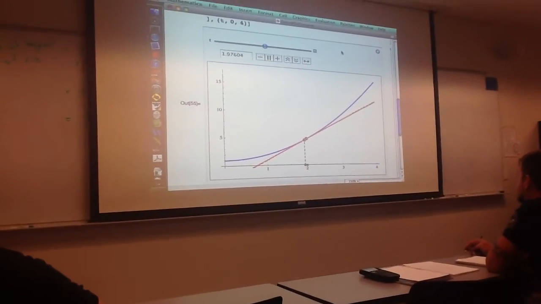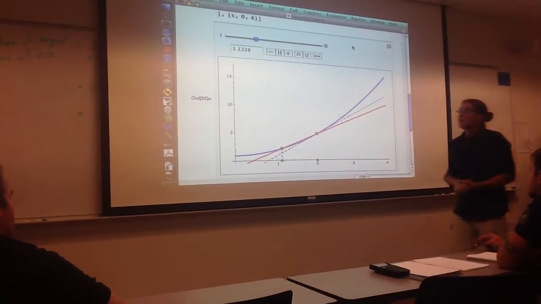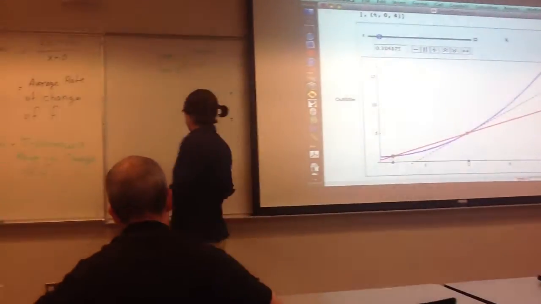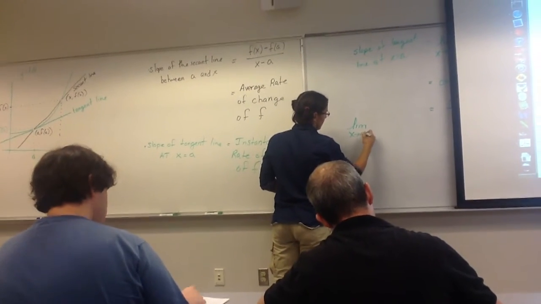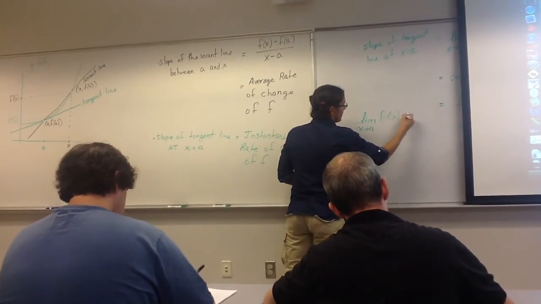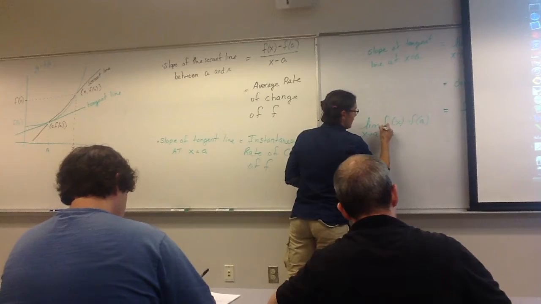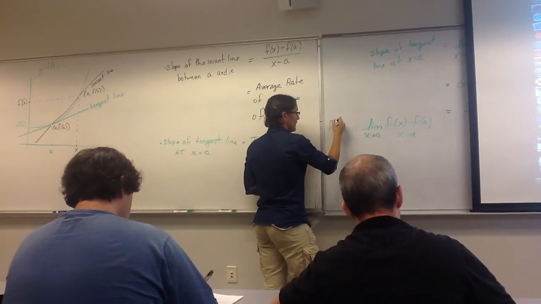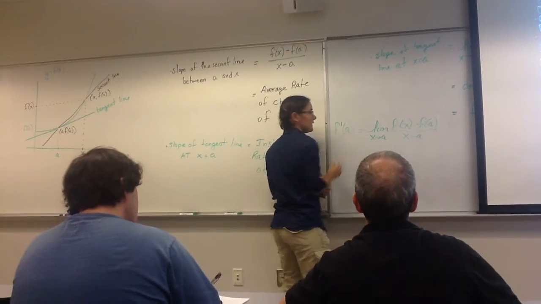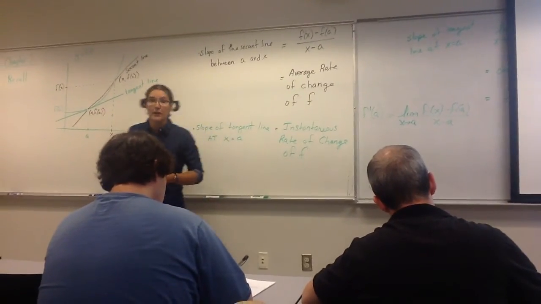And so this symbol, the limit as x approaches a of f of x minus f of a over x minus a, that is our derivative of f at a. So we call that f prime of a.